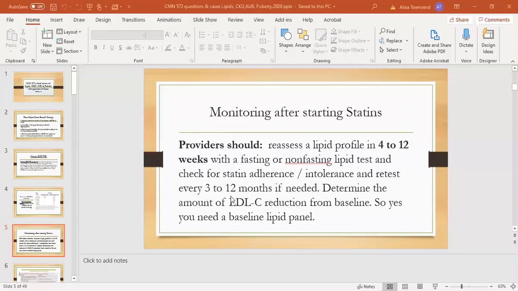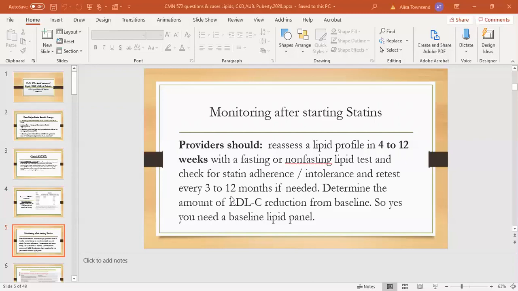It's probably not a bad idea to get an ALT. In that particular liver function, if it's greater than 3 times normal, you're going to hold that statin. So just be aware of that. That's one of those things to know. But when you're thinking about the monitoring, be aware that you assess the lipid profile in 4 to 12 weeks after starting, and that can be fasting or non-fasting. And then you're going to reassess for adherence.